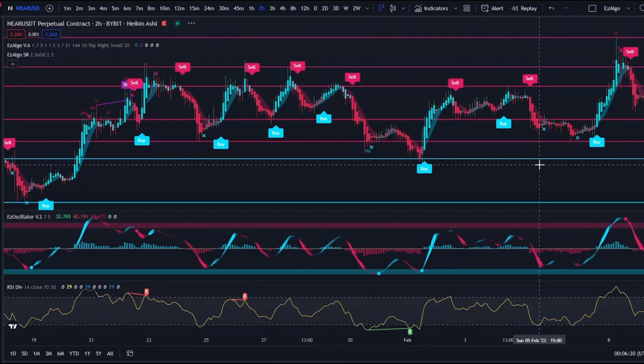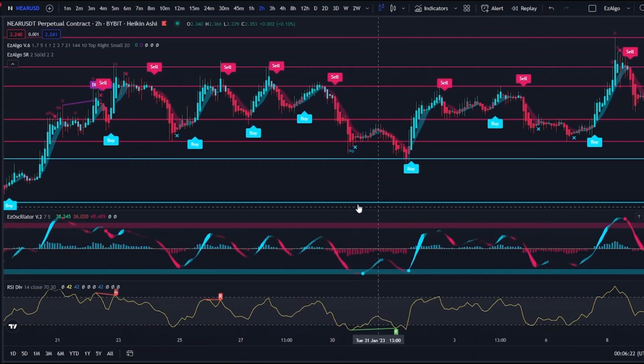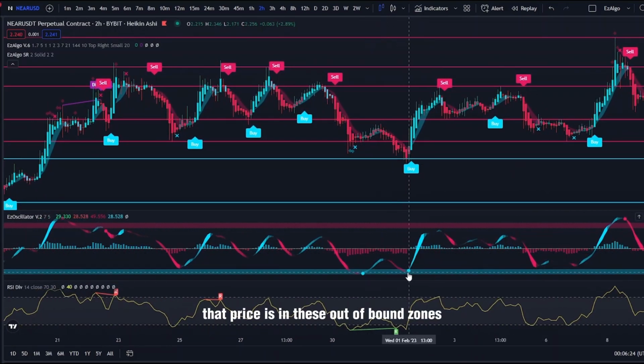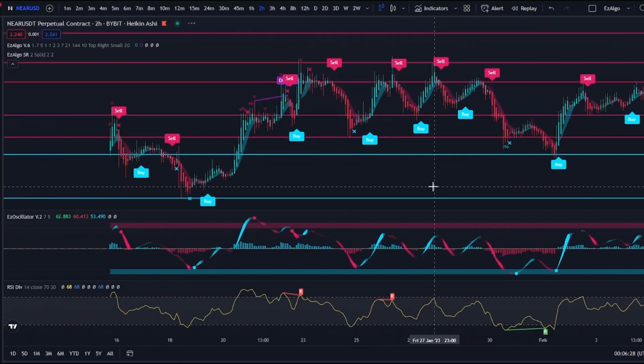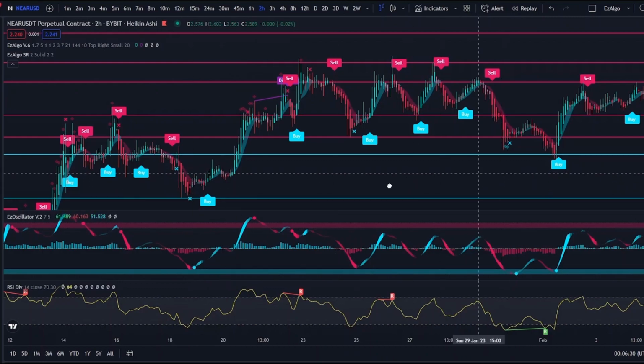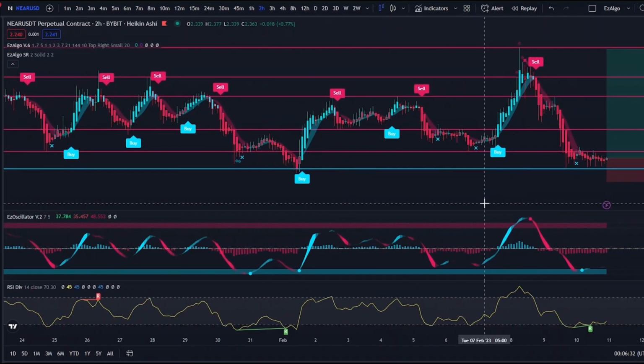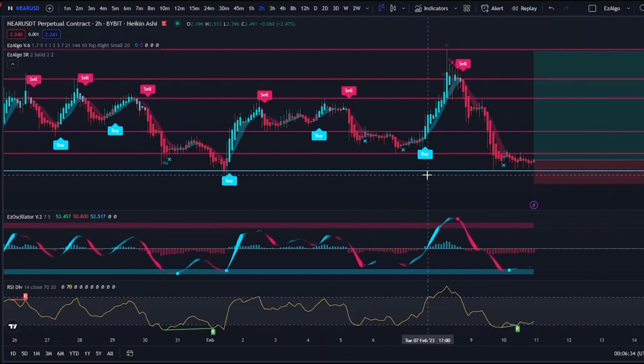And if I go back, you can see for yourself every time that price is in these out of bounds zones, when you have that divergence on the RSI, it is just money every single time. So definitely be sure to take advantage of the EZ oscillator and the RSI divergences.